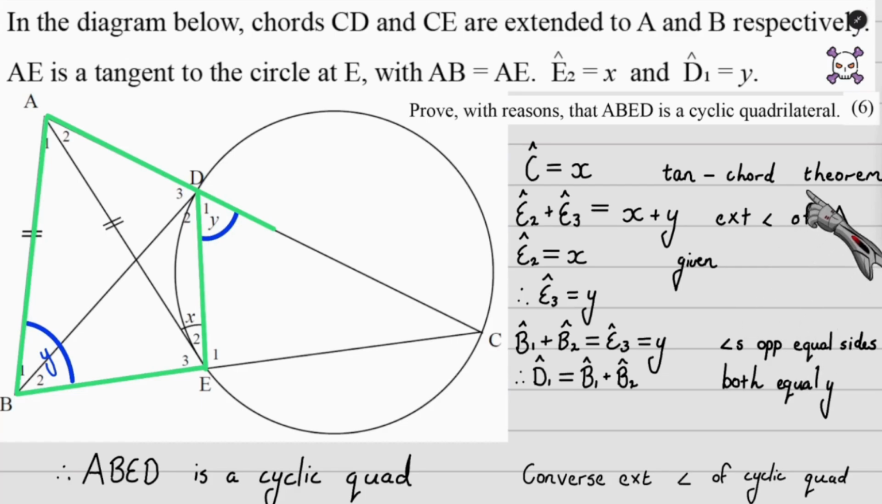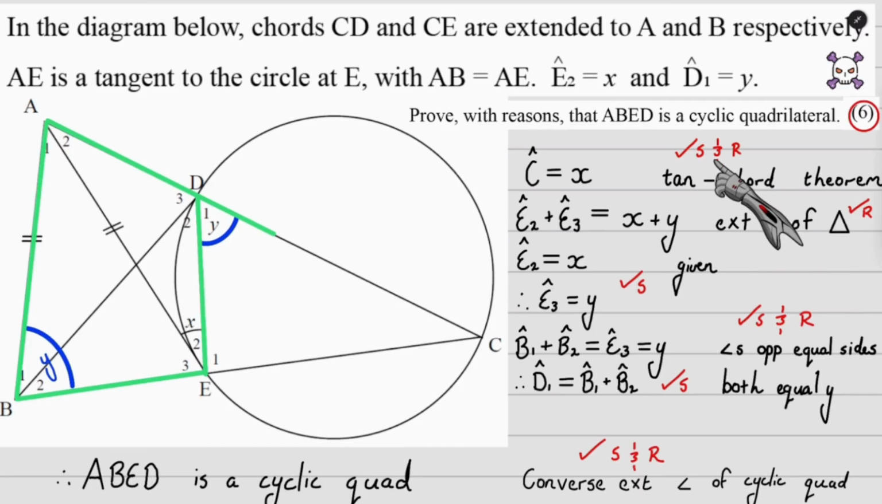So let's have a look where the six marks come from. Your first mark comes from the statement and reason with the tan chord theorem. Exterior angles of a triangle, that reason gets you a mark. Stating that E3 is y gets you the third mark. Doing the isosceles triangle property, angles of equal sides, gets you the fourth mark. Concluding that these two are equal gets you the fifth mark. And the last mark comes from the statement and reason that wraps up this question.